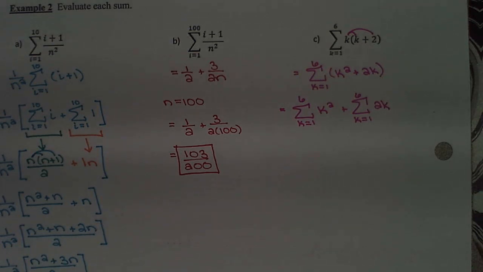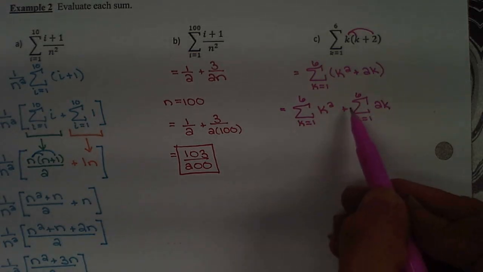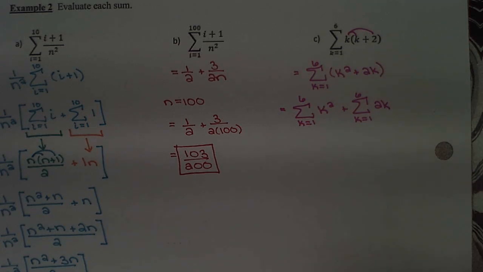And now the only other thing that I'm going to do before I start doing my substitutions with my formulas is, I don't have a formula that involves a constant like this 2 here. So I'm going to take the 2 and bring it on the outside so that we just have the k on the inside.